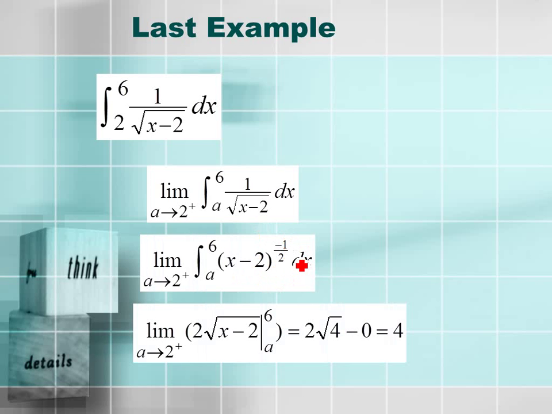Then I'm evaluating it going from a to 6. If I plug in 6, I get 2 times the square root of 4, minus when I plug in 2, I get 0. So I get 2 times the square root of 4. My answer is 4.